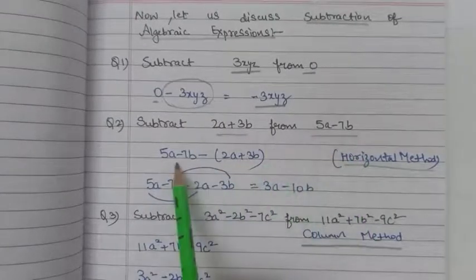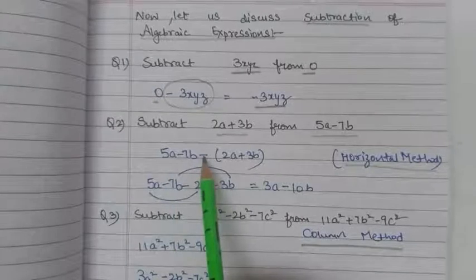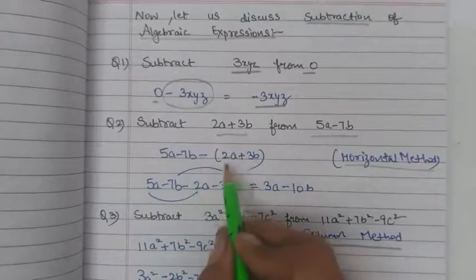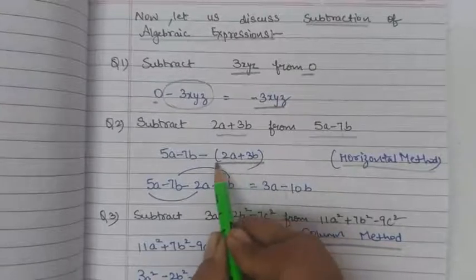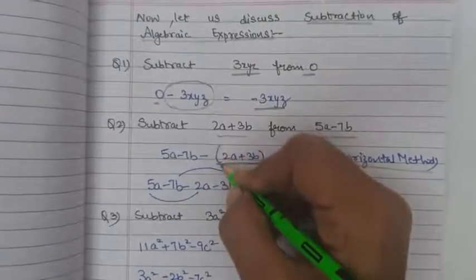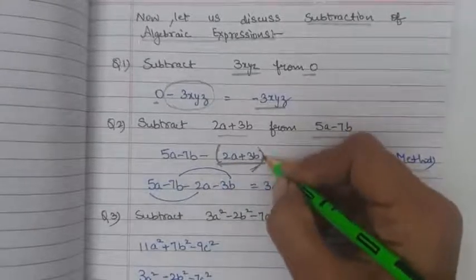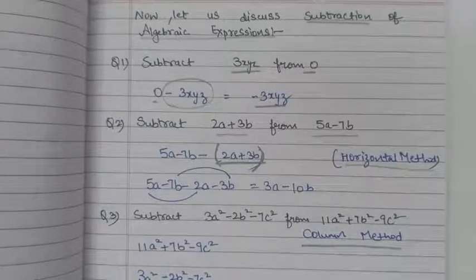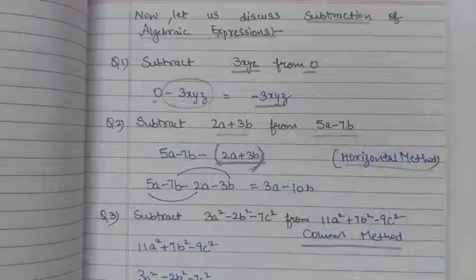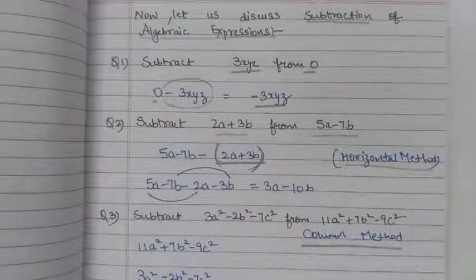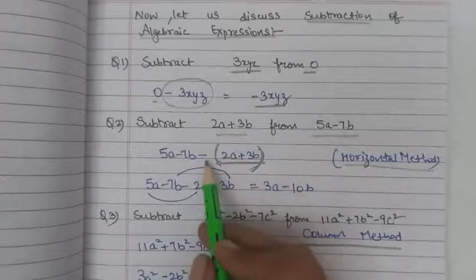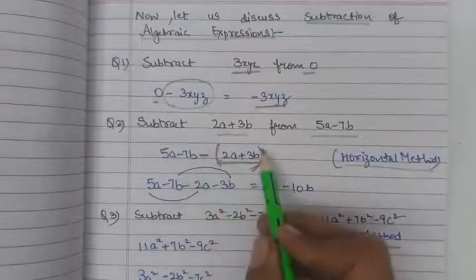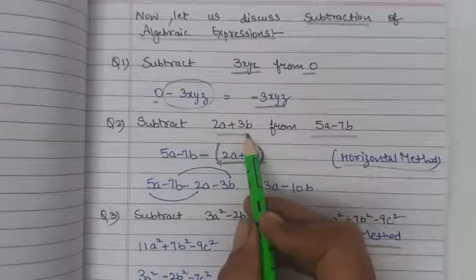It means this will come first, minus what we have to subtract, this expression. Now students, don't forget to put the bracket. In addition, it is not necessary to put the bracket, but in subtraction, it will be better, or you can say it is necessary to put the bracket. So now, minus, bracket open, then the second expression.